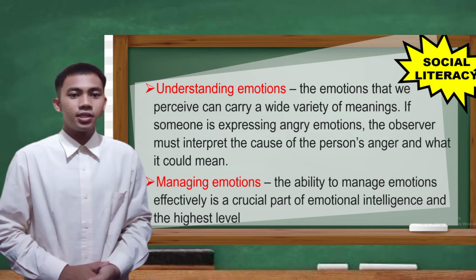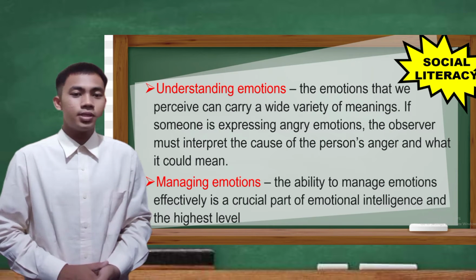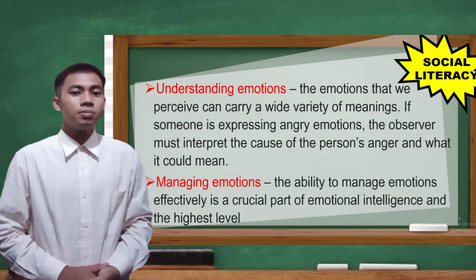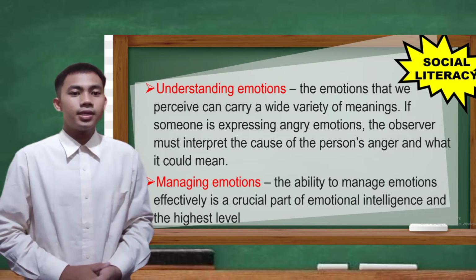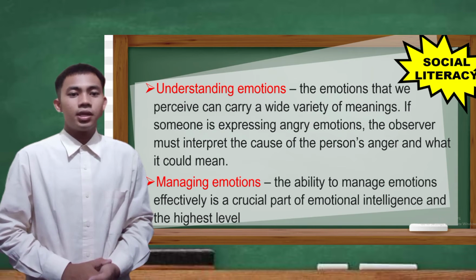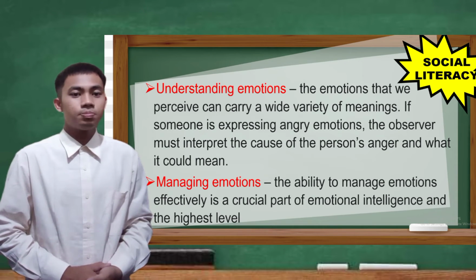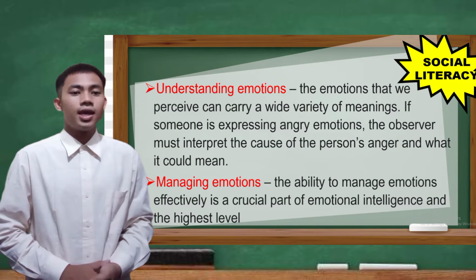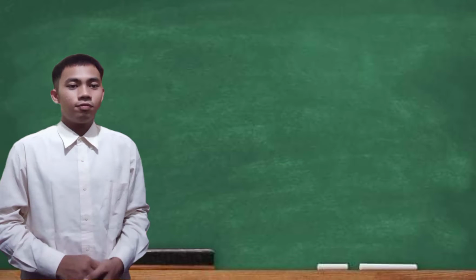Third, understanding emotions. The emotions that we perceive can carry a wide variety of meanings. If someone is expressing angry emotions, the observer must interpret the cause of the person's anger and what it could mean. And lastly, managing emotions. The ability to manage emotions effectively is a crucial part of emotional intelligence and its highest level. Anyone who can enumerate? Very good.